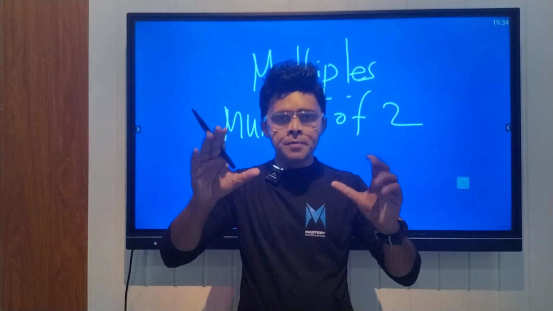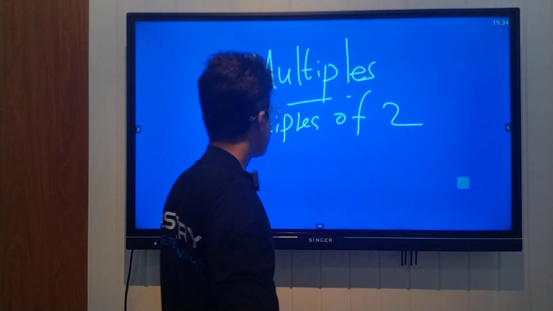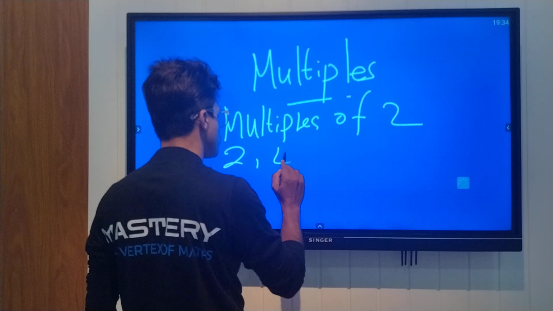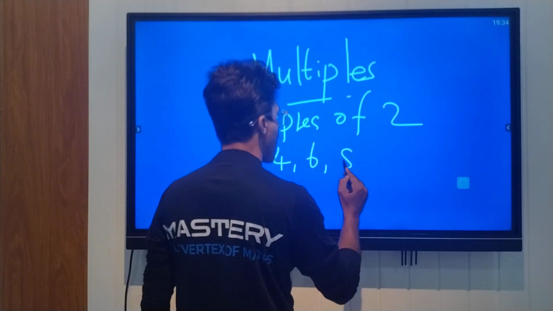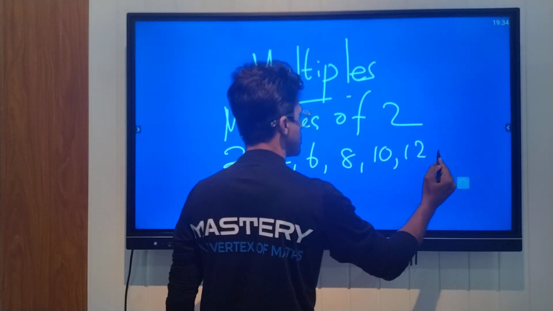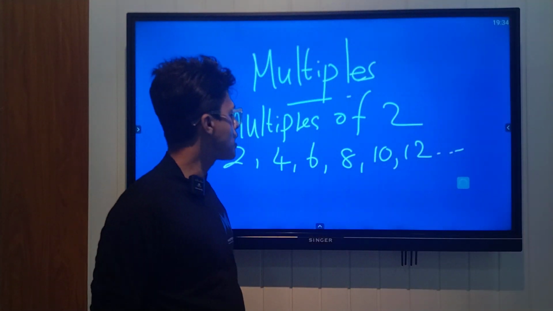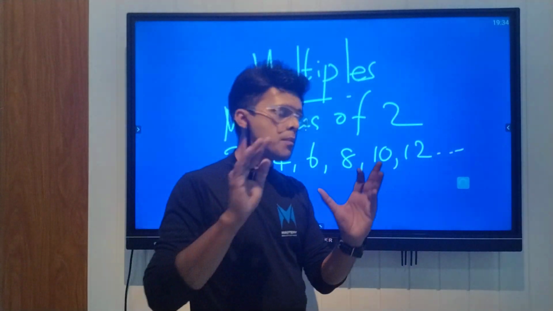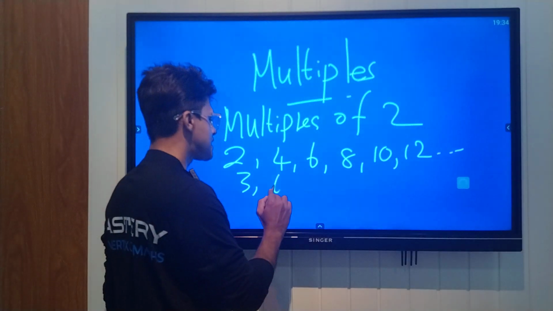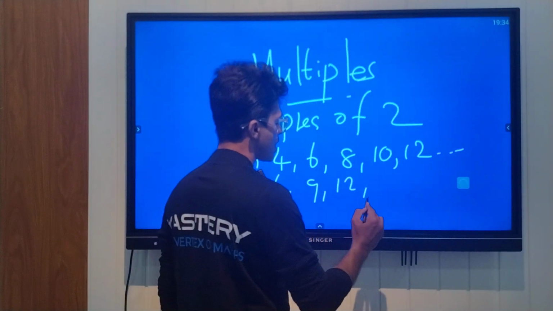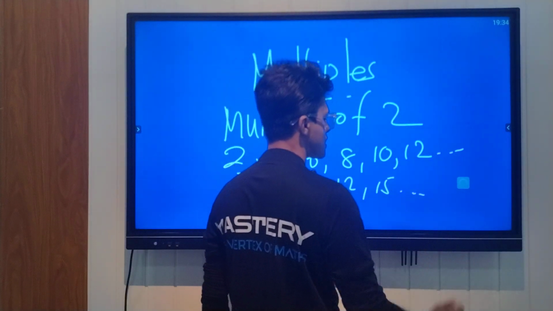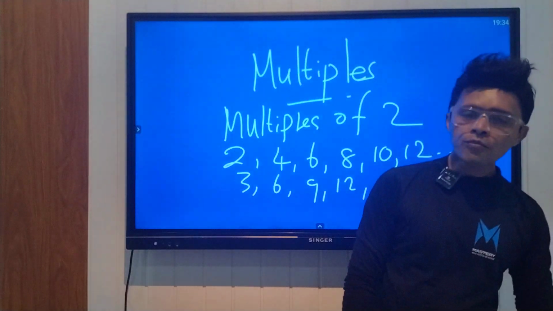What are the multiples of 2? 2, 4, 6, 8, 10, 12, 14, 16. These are the multiples of 2. Multiples of 3: 3, 6, 9, 12, 15 and so on. These are the multiples of 3.